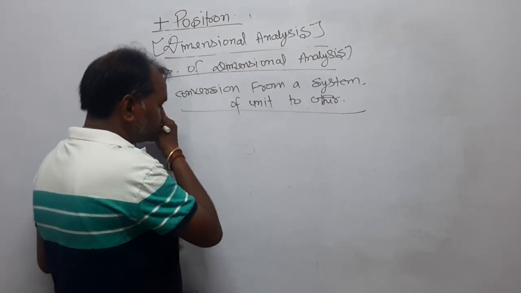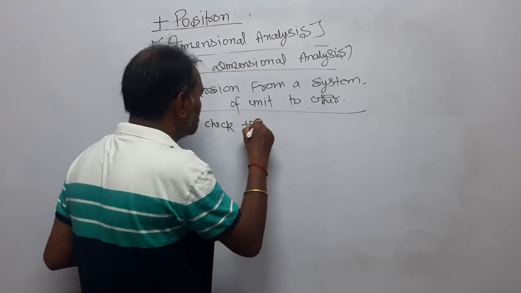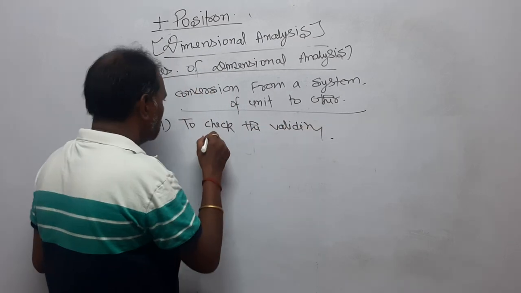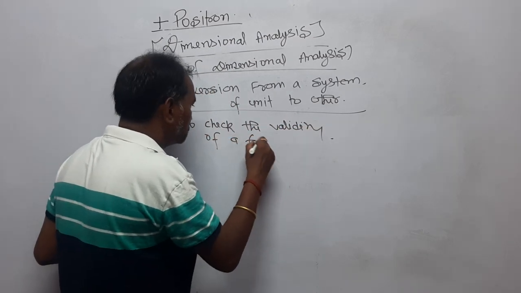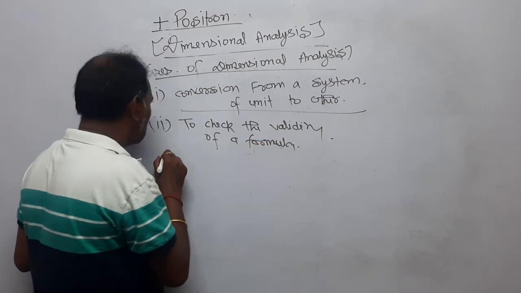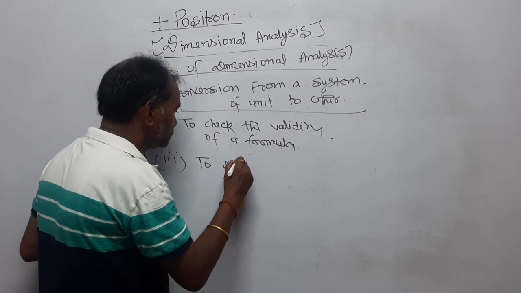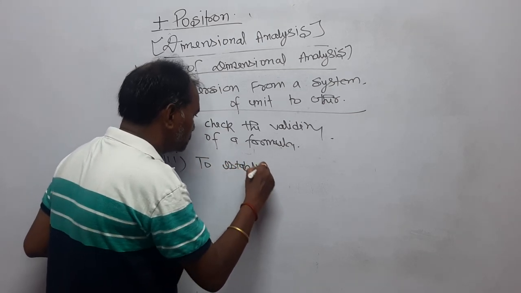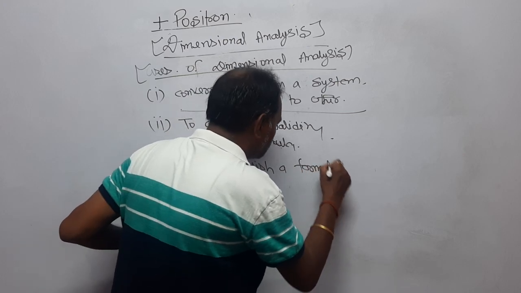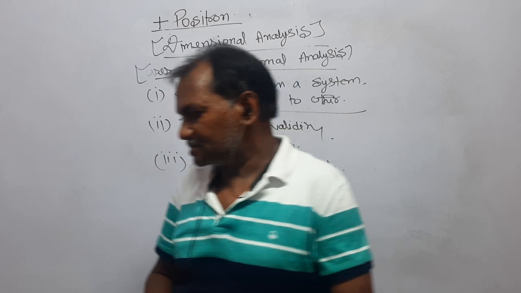Second one is to check the validity of a formula. And third one is to establish a formula. These are the three uses of dimensional analysis.